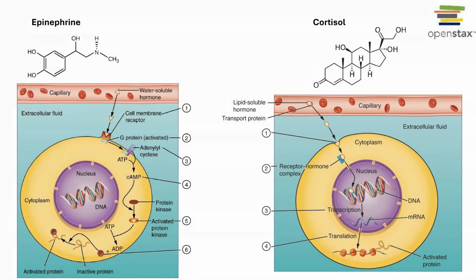To recap, hydrophilic hormones are water-soluble molecules that act through cell surface receptors and second messengers. Their effects are typically rapid and short-lived. Hydrophobic hormones enter target cells and directly regulate gene expression. Their effects develop more slowly but tend to last longer. Together, these two hormone signaling strategies allow the body to respond to both immediate and long-term physiological demands.